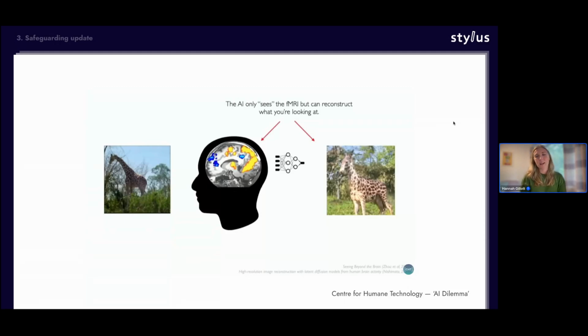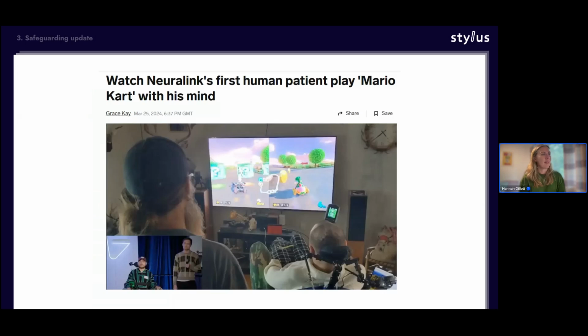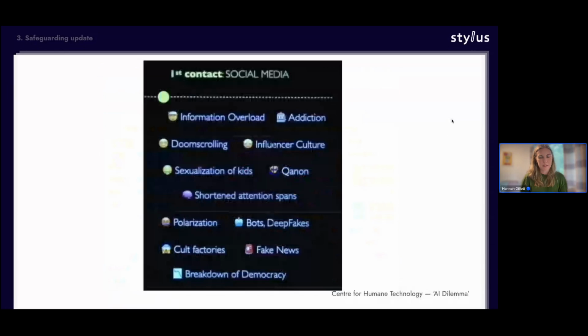And this means we are going into territory where AI is literally able to read minds. And that then enables something like this, where a human patient, quadriplegic, is able to play Mario Kart with his mind. That is the positive potential of AI. But there is another side.